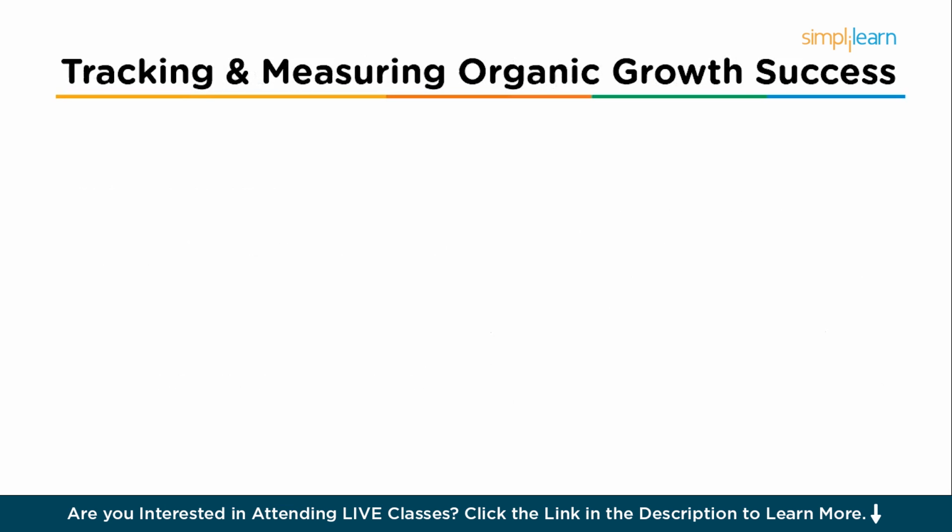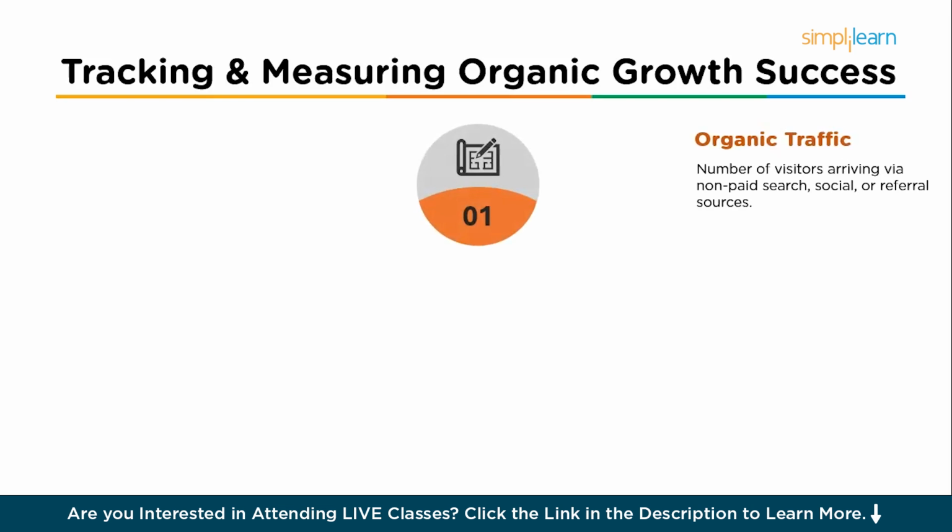So, how to track and measure organic growth success? The success of organic marketing relies heavily on continuous tracking, analysis, and optimization. So, without measurement, strategies become guesswork. So, the first point is organic traffic. These are some key metrics to track. Number of visitors arriving via non-paid search, social, or referral sources.